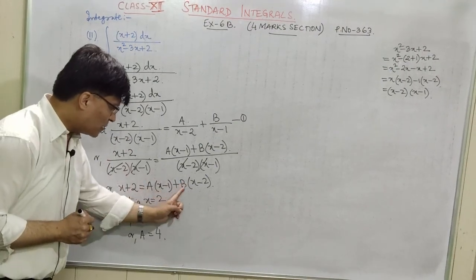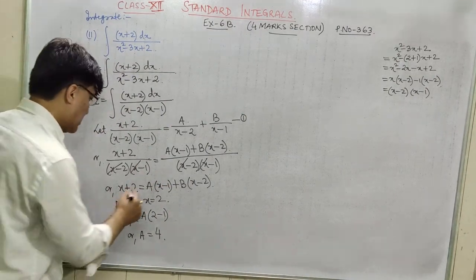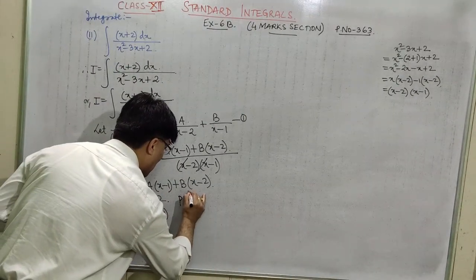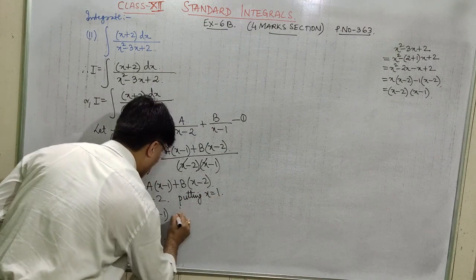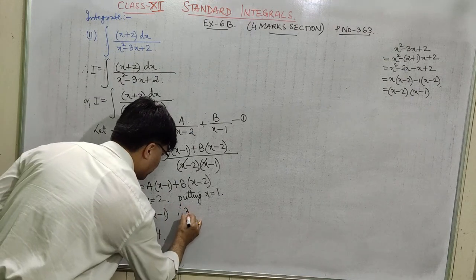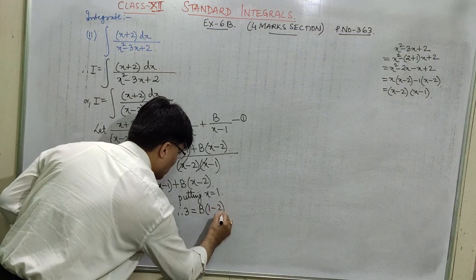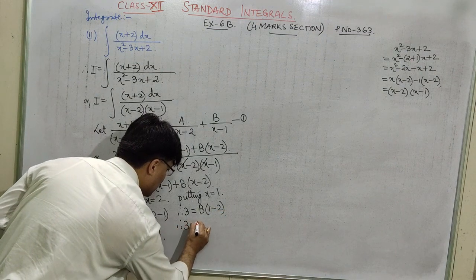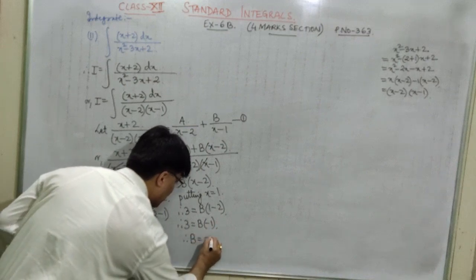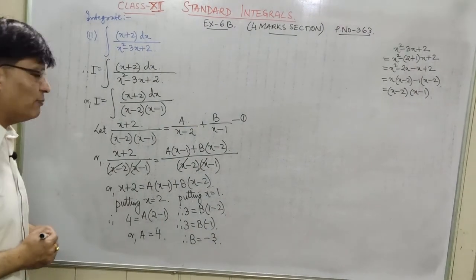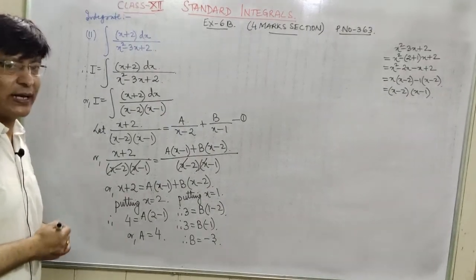Now in order to get the value for B, you have to make the first term 0 by putting x is equal to 1. Putting x is equal to 1, we get 1 plus 2 is 3, the first term is 0, and B into (1 minus 2). Therefore 3 is equal to B into minus 1, that means B is equal to minus 3.